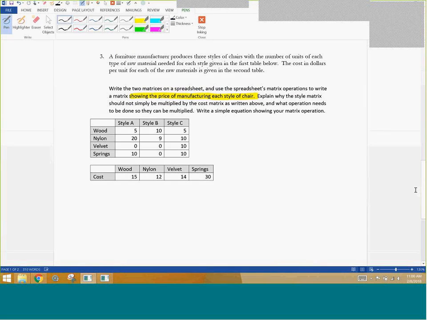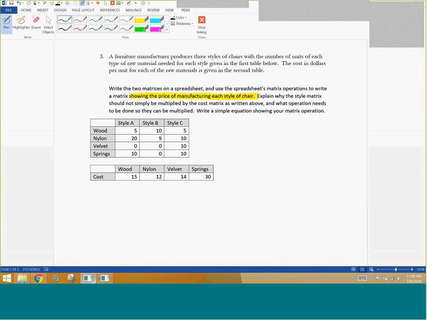It says a furniture manufacturer produces 3 styles of chairs, with the number of units of each type of material needed for each style in the first table, so that's given. Next, the dollars per unit for each of the raw materials is given in the second table. I decided on this one just to show you something different. I already flipped the size.